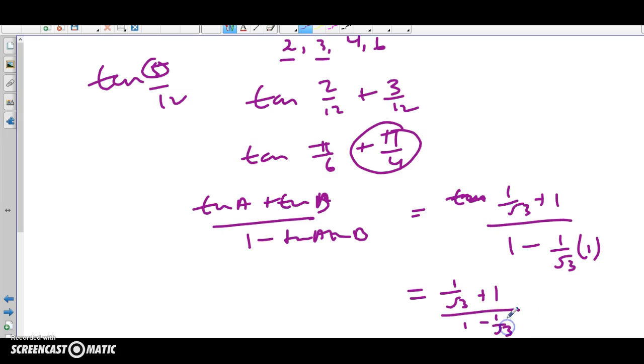Now, that's not the right answer, or rather it might not be the answer that you have, because what they've done here is taken the root out of the denominator. They don't like the root sign in the bottom of a fraction. So if you don't want to have fractions within the fraction, what you can do is multiply the top and the bottom by root 3 over root 3.